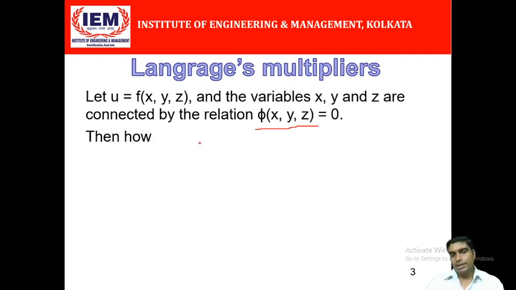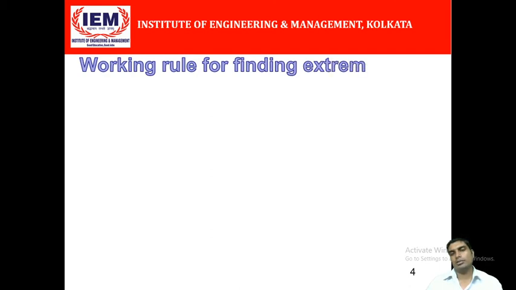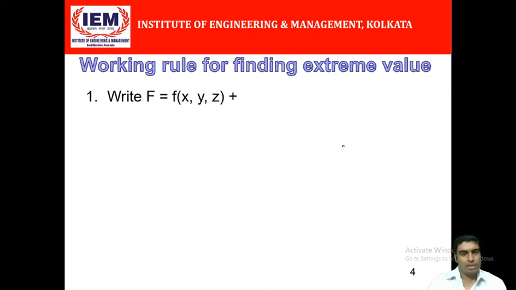So the rule is, I'll talk about the working rule for how we can find this for this case. You have one function u, which is a function of some independent variables x, y, z, and those x, y, z are also related by some other relation, that is phi. Now in that case, how can I find the maximum and minimum value?